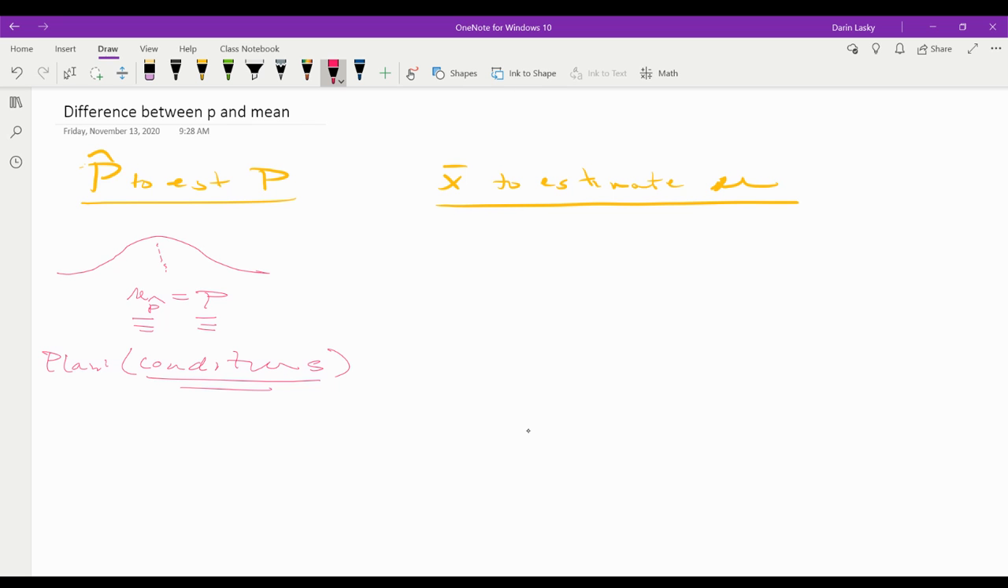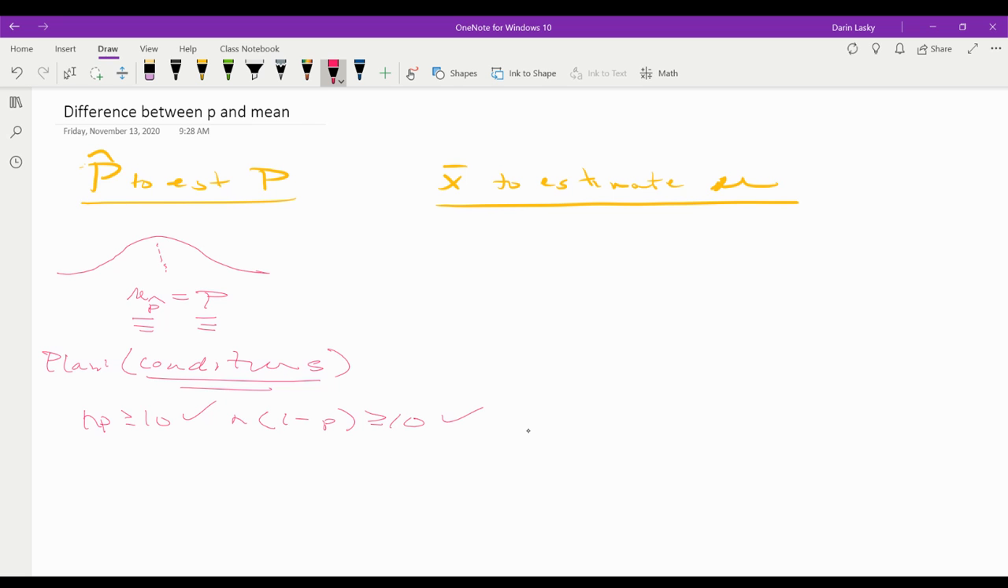There are certain things we have to do in the plan. Number one, you have to test for normality, and remember that's n times p is greater than or equal to 10, and n times 1 minus p is greater than or equal to 10. You have to check box those. You have to show it, do the calculations, and put it there.